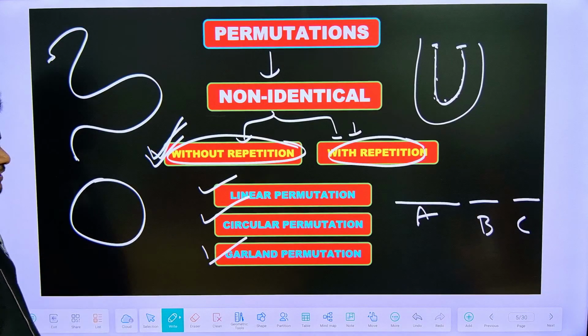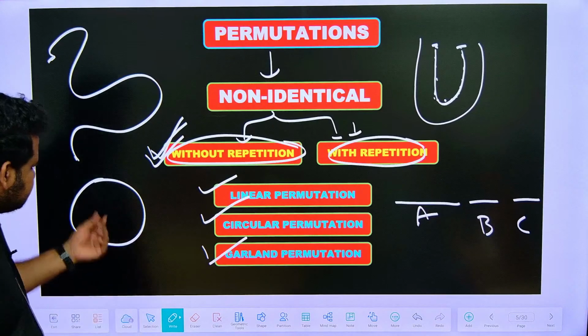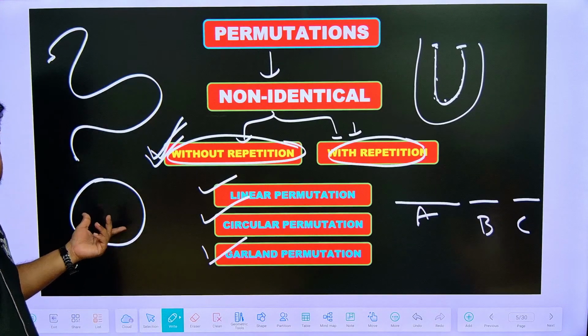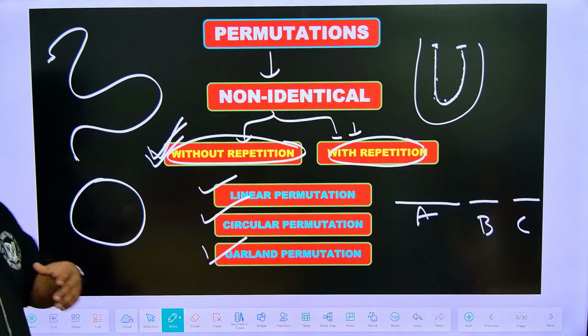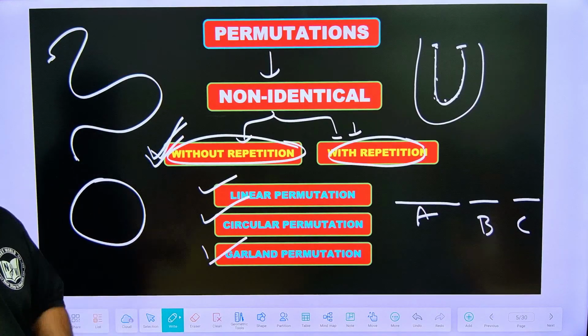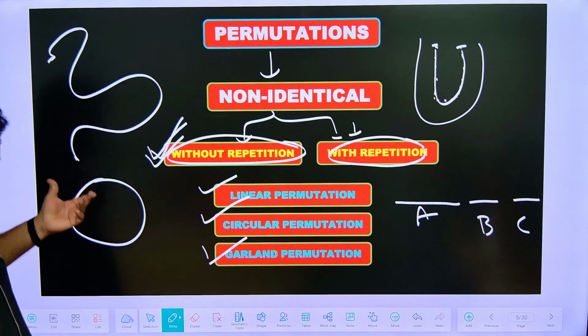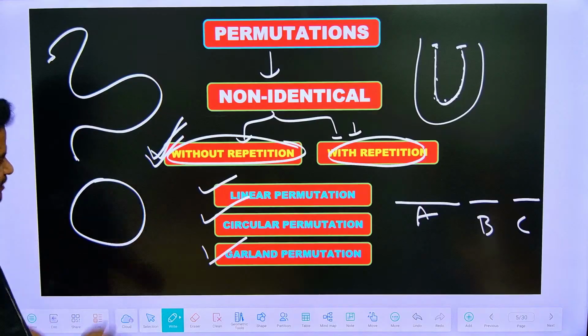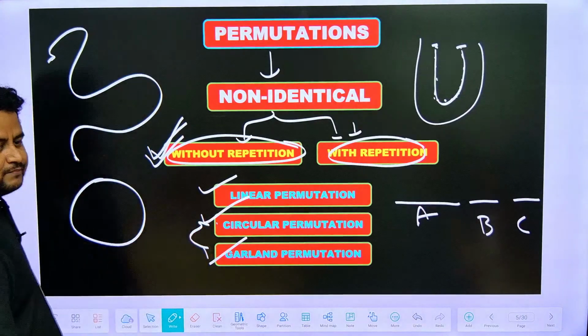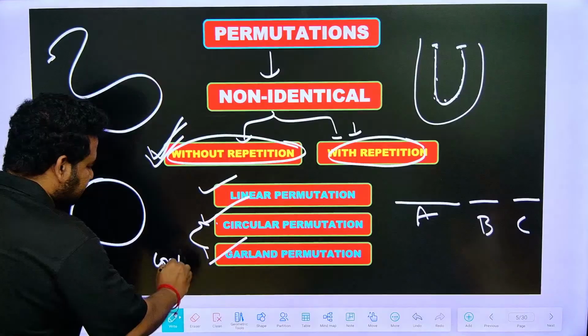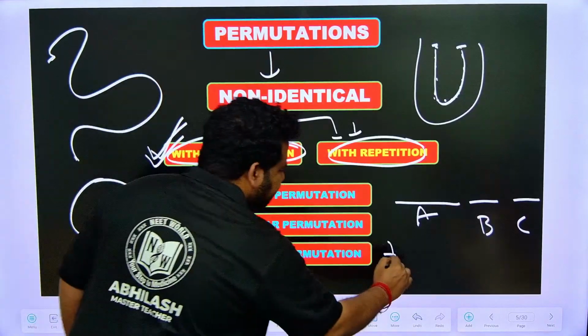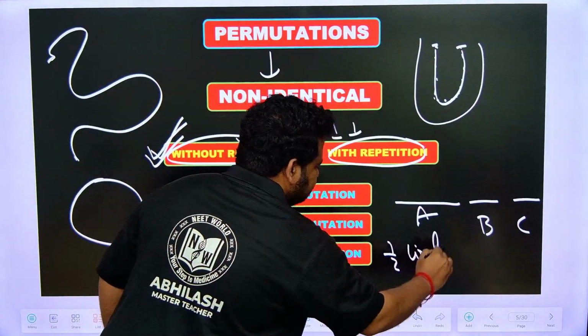Then Garland permutation. Garland permutation is a part of circular permutation. Actually, suppose you take it as a necklace or a garland or anything. If I ask you people to stand on the necklace road, that is called necklace permutation, that is also called Garland permutation. As per the concept, we take Garland permutation as half of the circular permutation.